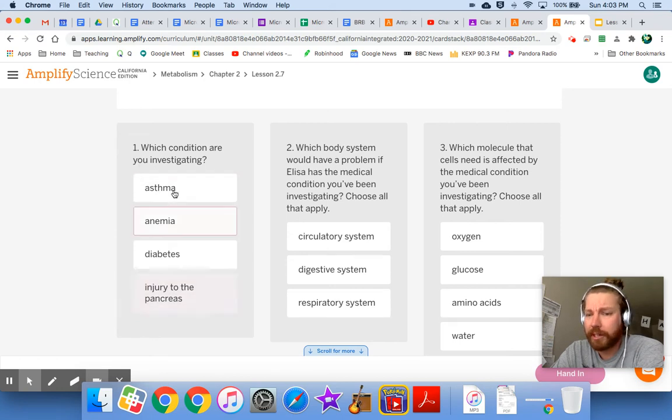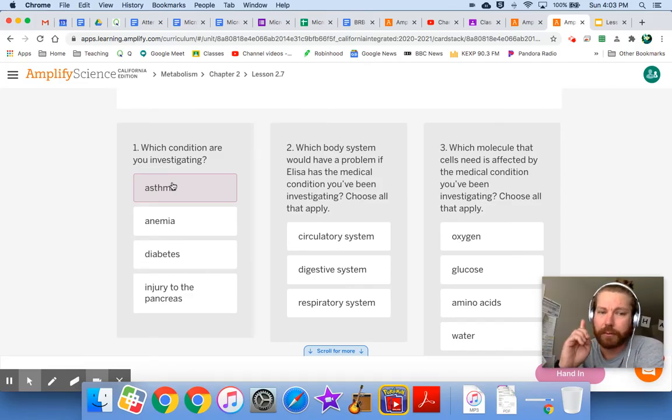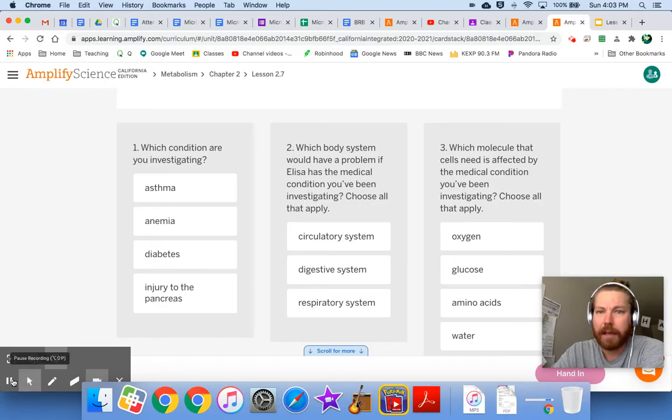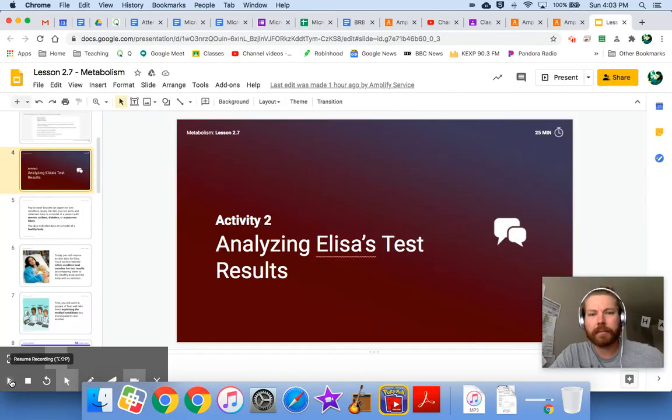Starting off with, which condition were you specifically looking into? Remember, in a lot of our previous lessons, you were supposed to specifically focus on just one of these conditions. Which one was it? Which of the body systems does it affect, and which molecules does it affect, ultimately getting to the cells in our body? So go ahead and answer those questions and then come right back to me.